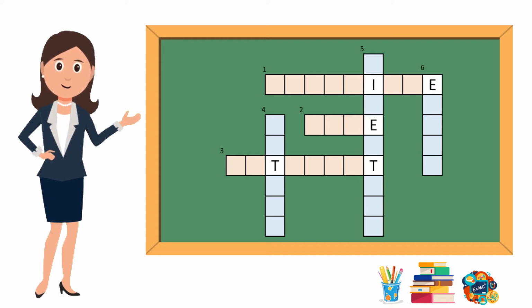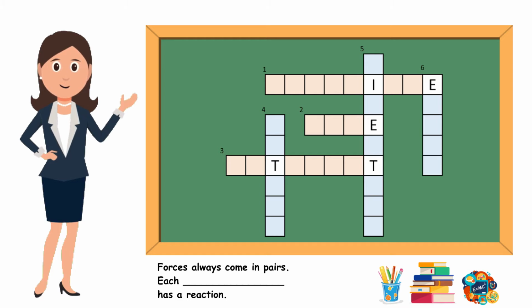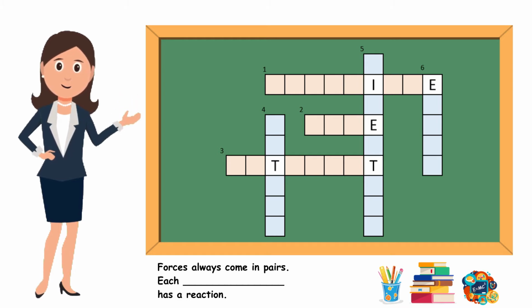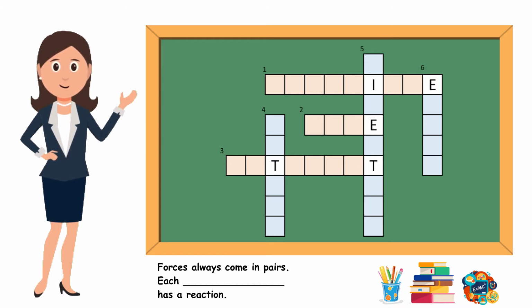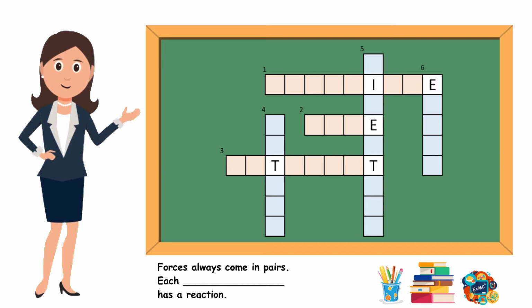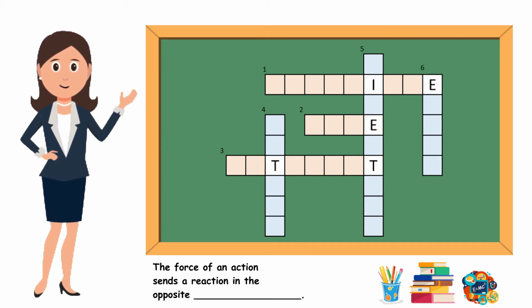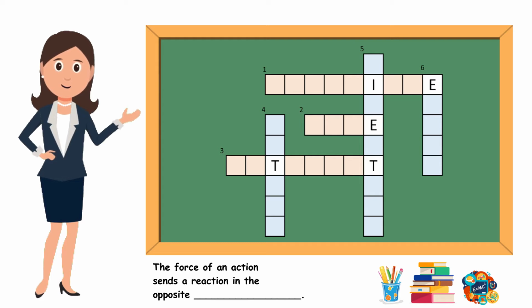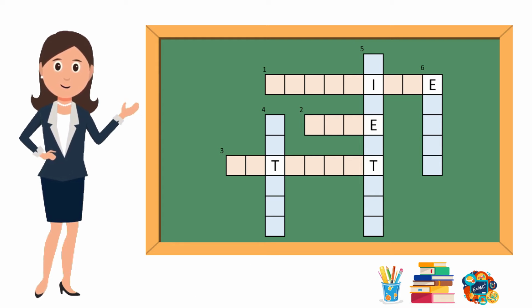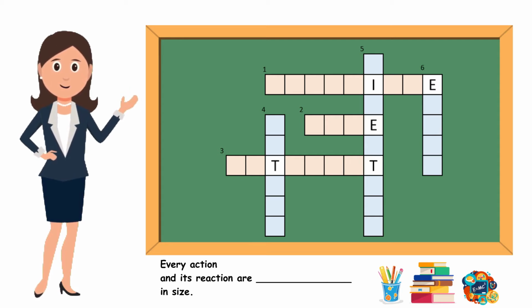Number 4, downwards. Forces always come in pairs. Each has a reaction. Number 5, downwards. The force of an action sends a reaction in the opposite. Number 6, downwards. Every action and its reaction are in size.